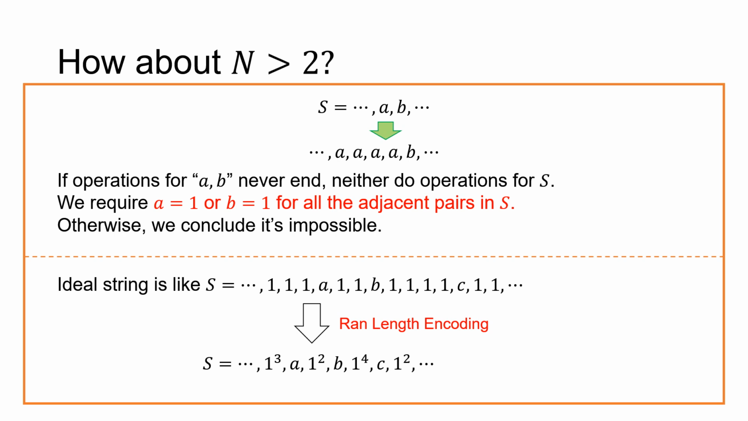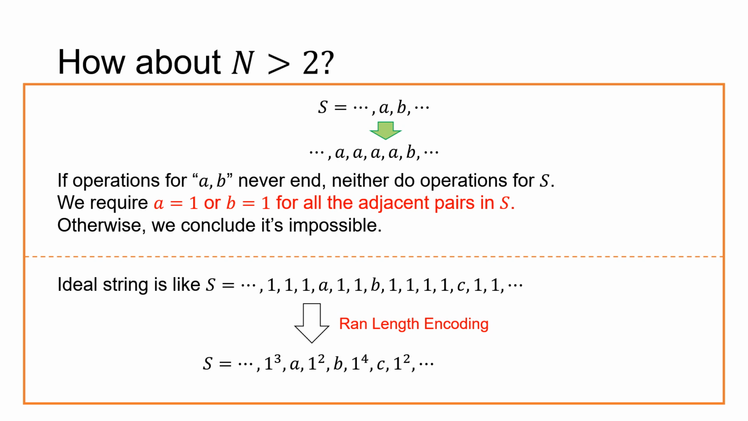Next, we apply this idea to the case of n greater than 2. We treat S as a composite string of size 2 at a local level, and S is constructed from n-1 substrings. Therefore, for each adjacent pair of integers in S, at least one of them must be 1. Otherwise, the length of S will never converge to 1. This condition needs to be checked at the outset.